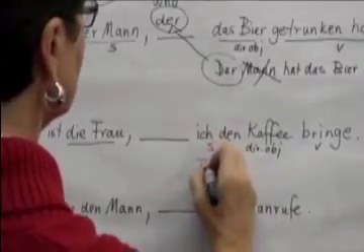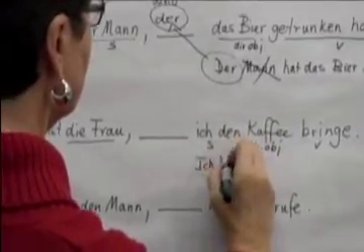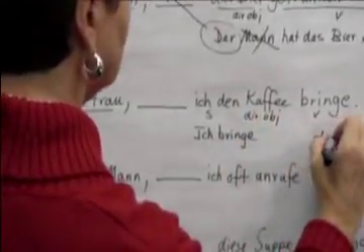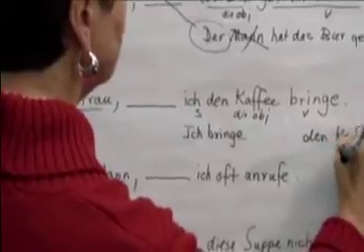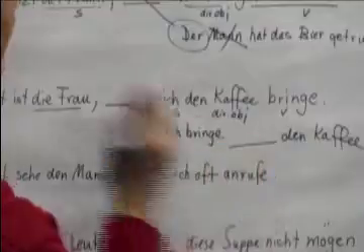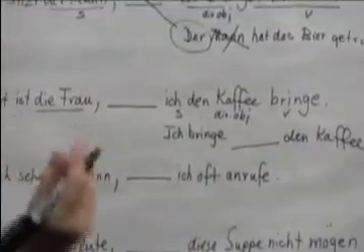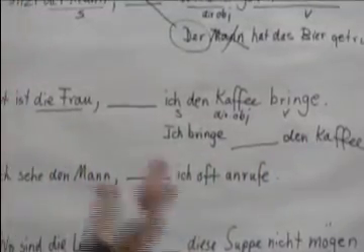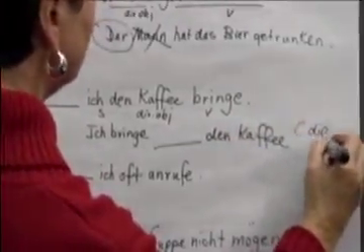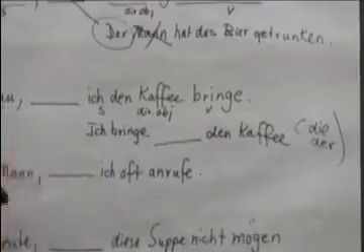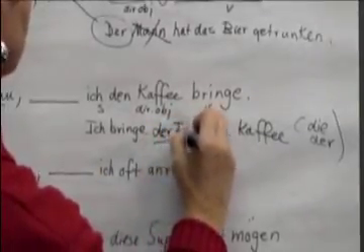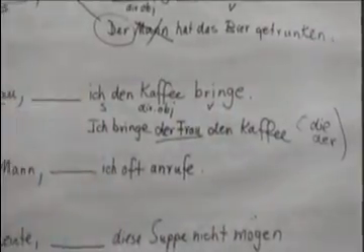Let's start the sentence. Ich bringe den Kaffee. This is our basic sentence. And our indirect object is missing. And how did we say to the woman? Remember, there was a dative phrase. To the, die Frau changed to der in the dative case, right? So, ich bringe der Frau. That's the item that's missing in this sentence here in the relative clause.